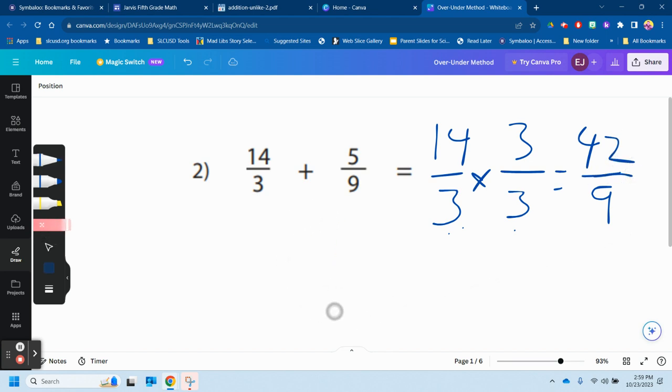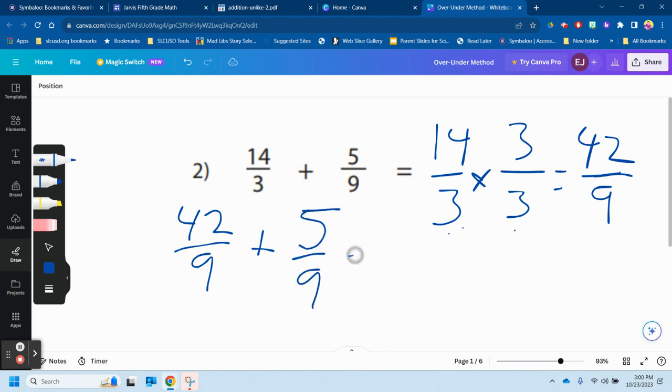So that's not my answer, though. What I have is 42 ninths plus 5 ninths. Now that's real simple. All I do is add the numerators, and that is going to give me 47 ninths. Now that's what we call an improper fraction. It's fine for now to leave it alone, but 9 ninths is 1, 18 ninths would be 2, and so forth and so forth.